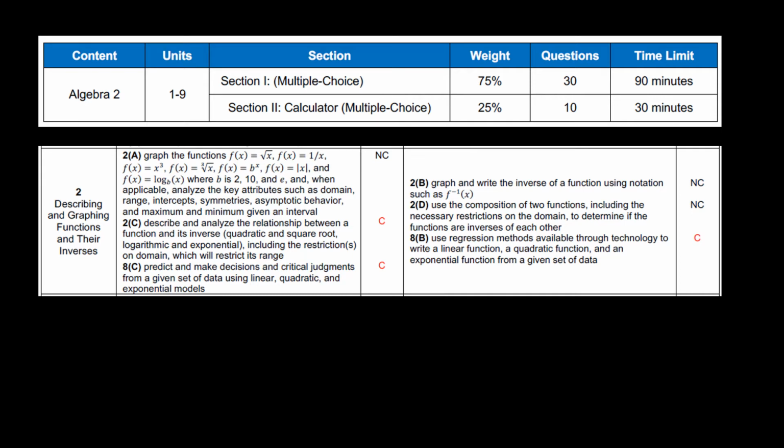For Category 2, we'll be going a lot over the graphing, describing and analyzing, making predictions. We'll have to graph inverses. We'll have to graph the functions themselves. We'll have to check to see if two functions are inverses of each other using composition, and even some regression. For this class, we'll be doing a little bit of linear, quadratic, and exponential function regression. For this review, we're going to be focusing directly on quadratic, but I will mention the other regression formulas as well. So let's go ahead and get started.